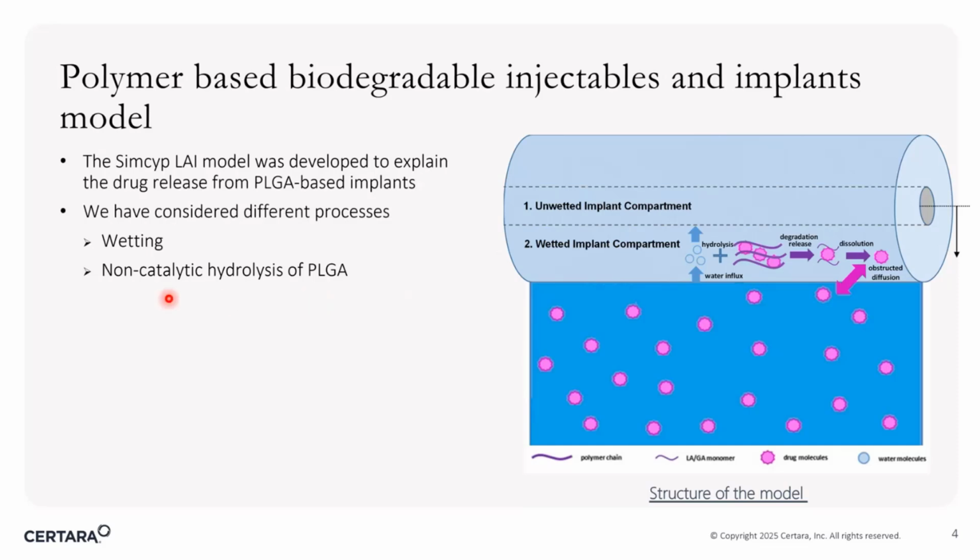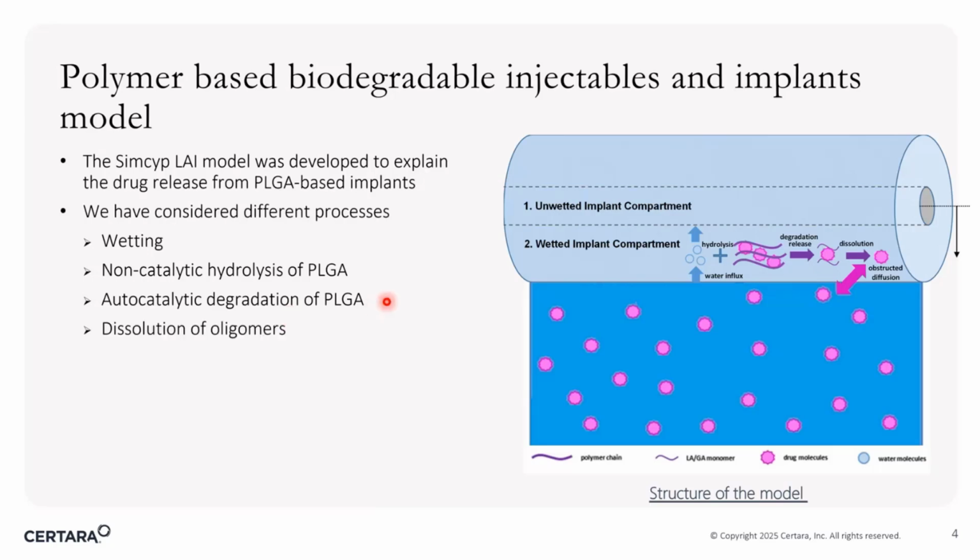autocatalytic hydrolysis of PLGA. So this autocatalytic hydrolysis of PLGA involves participation of H plus ion that is produced from the initial degradation, followed by autocatalytic degradation of PLGA. Which means the PLGA degradation accelerates because of its own products. So that's why it is called autocatalytic degradation of PLGA.